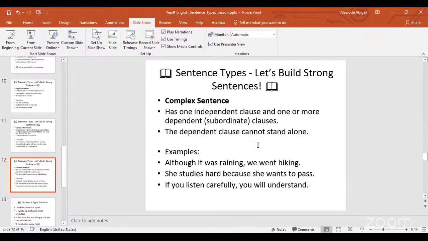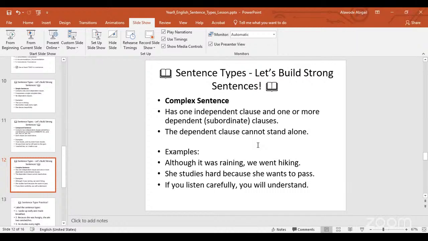Subordinate conjunctions like although, because, however, while, when. I think I would have to display some of those subordinate conjunctions for you in the next class so you see. But anytime you see those, just know that this is a complex sentence. So the first sentence is, "Although it was raining, we went hiking." "Although it was raining" is the dependent clause.